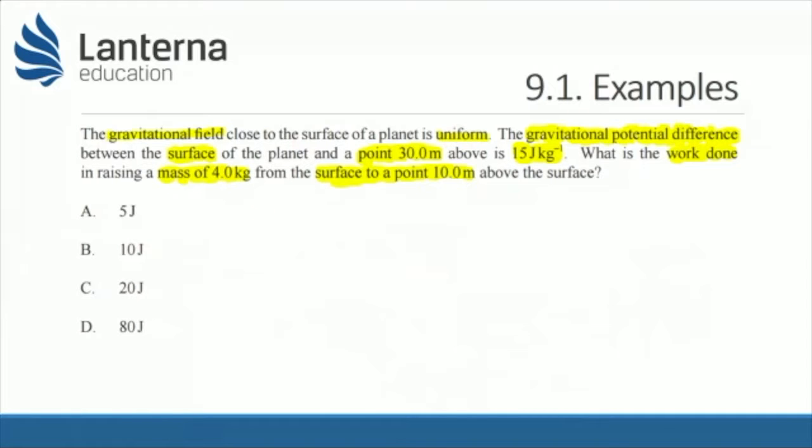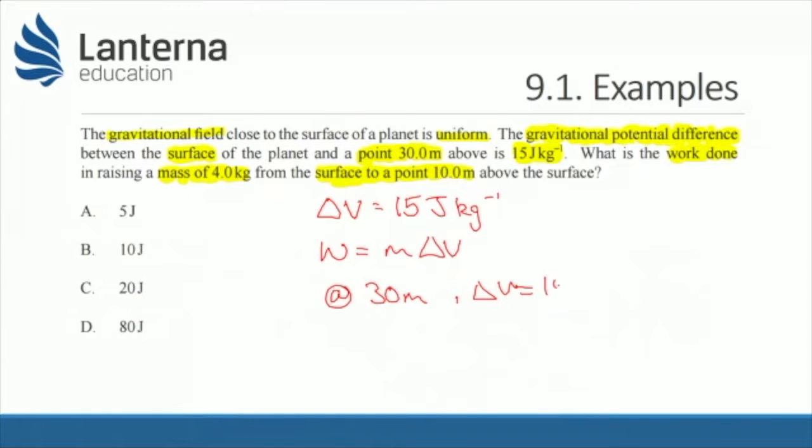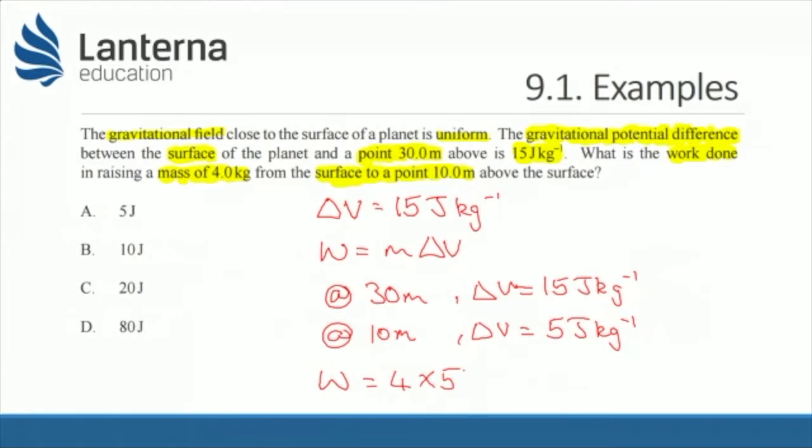Okay, so let's have a think. Well, the gravitational potential difference, so delta V, is equal to 15 joules per kilogram. And I have in my data booklet that the work is equal to the mass times delta V. But the thing to be careful about here is that I'm using a point 10 meters above, not 30 meters above. So if at 30 meters delta V is equal to 15 joules per kilogram, and I'm told that the gravitational field is uniform or constant, it means that if I just take a third of my distance, the potential is only going to change by a third. Okay, so the change in potential is 5. So now the work is going to be 4 kilograms times 5. So that's going to be 20 joules.